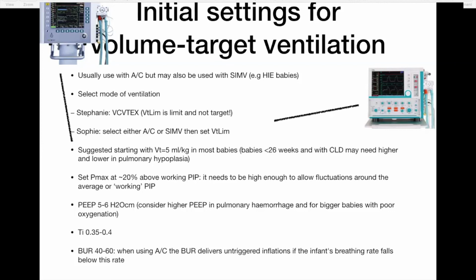We have a backup rate. And when you need to set a backup rate, you need to titrate between the inspiratory time and expiratory time on Sophie. But you have to bear in mind, when you use assist control, the backup rate is going to deliver untriggered inflation if the infant's breathing rate falls below this rate. But if the baby's spontaneous breathing rate is above the backup rate, because it's assist control mode, all your breaths are going to be supported. So it's mainly important if the baby's spontaneous rate falls below this rate.